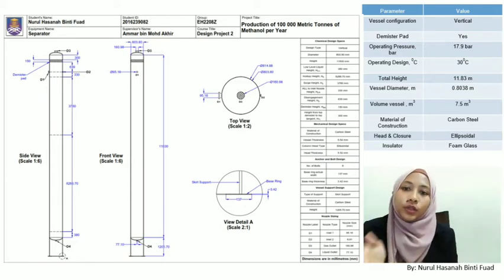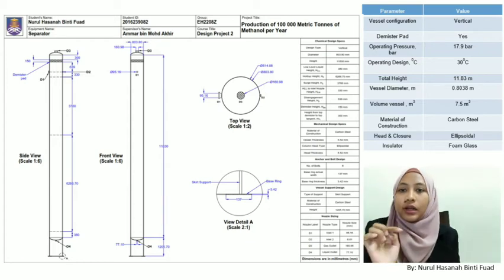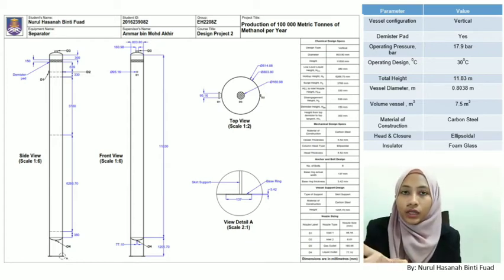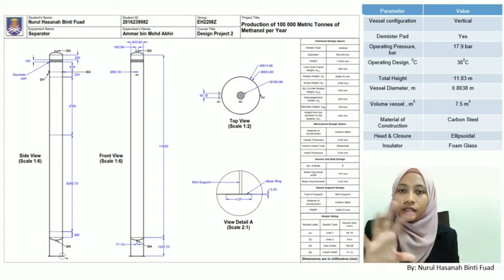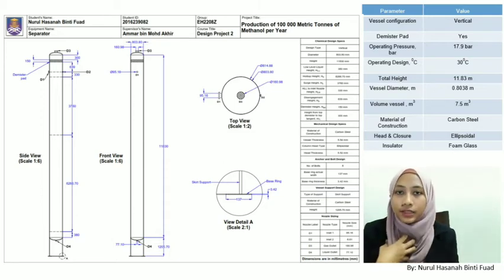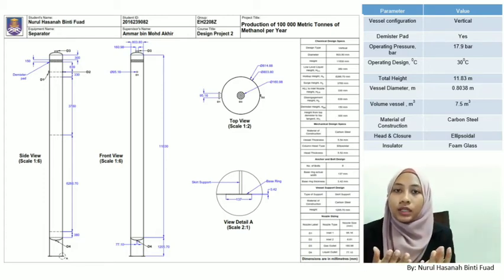Okay, and then from the top view, we can see there's a demister inside, and at view A, it shows the skirt design for the support of my vessel. Here we can see the height is around 11.83 meters. It's constructed using carbon steel and insulated using foam glass.